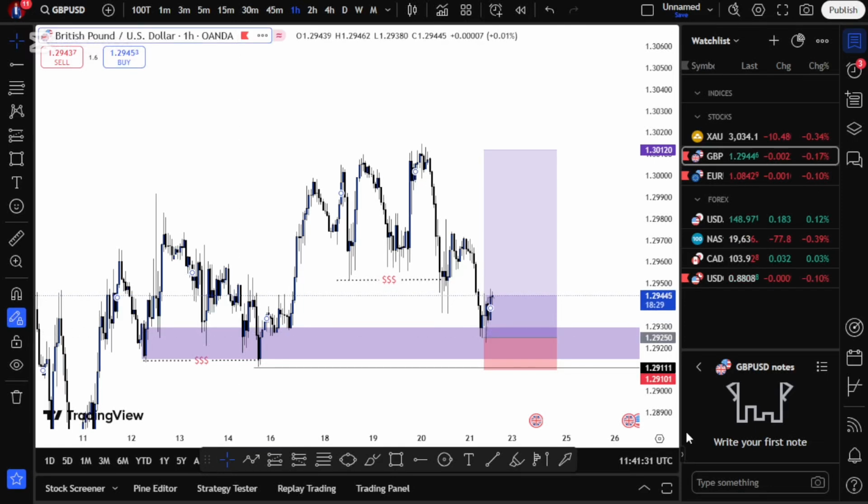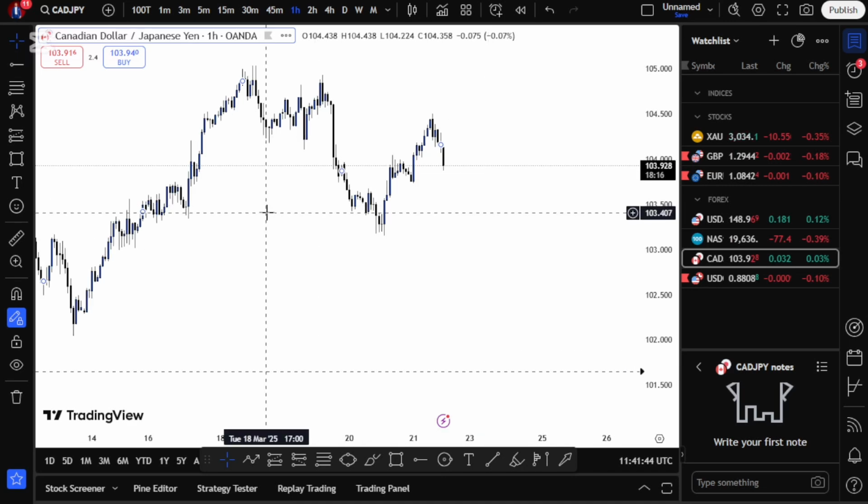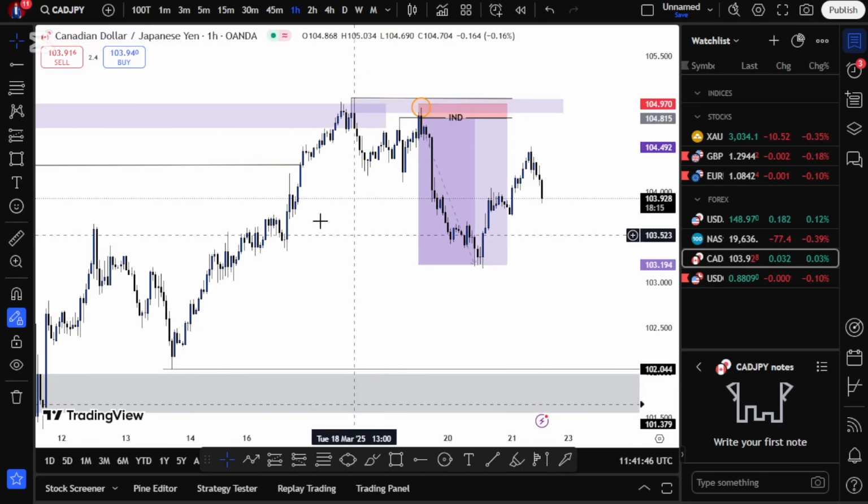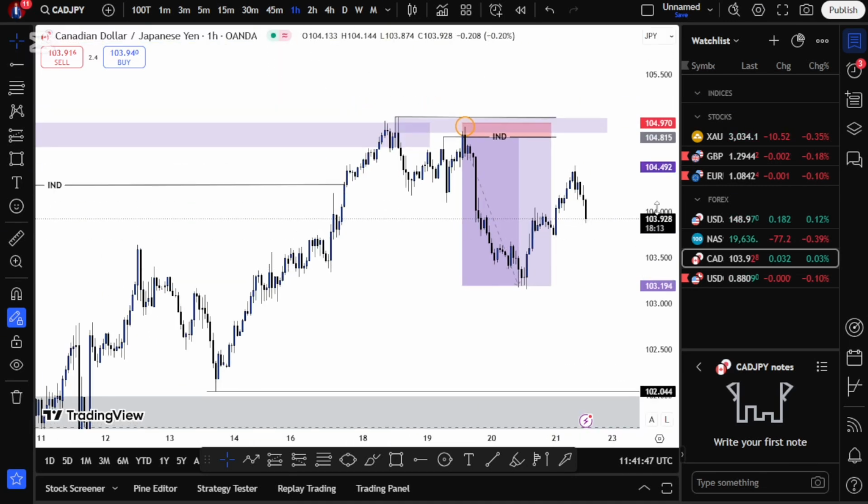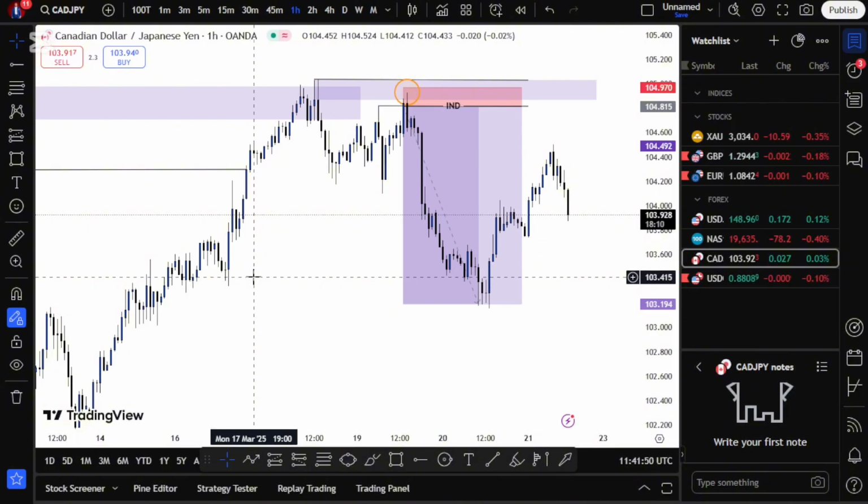So in today's video, I'm going to be doing a review of my trading week, the number of trades I took, and show you guys how exactly we took them. So the first trade we took was the Canadian dollar Japanese yen. So this is where we took it. I remember I shared this trade too with my VIP members.